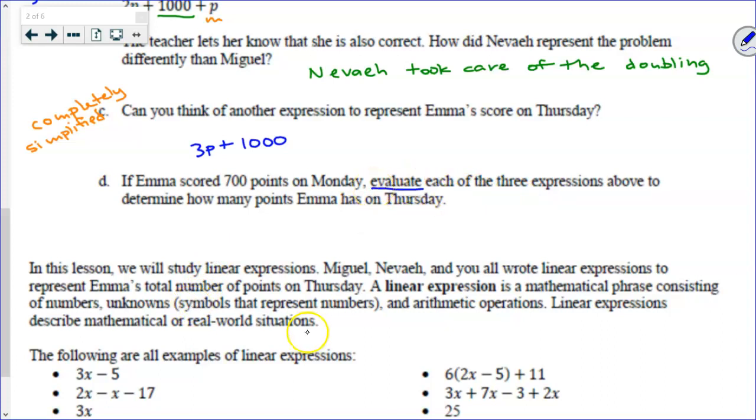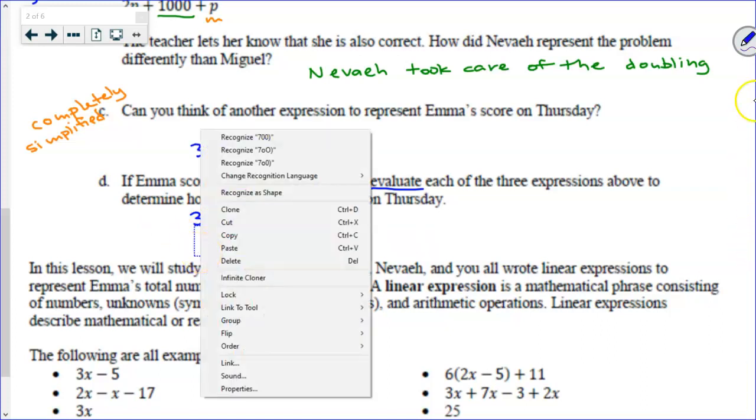It's described on the next page, but in short, evaluate means if we know the value of a variable, we're going to use it. We're going to substitute that in. And I will do it here on the easiest one for you, and then you guys get to do it on the tougher ones. So that P is no longer unknown because Emma scored 700 points on Monday, which means in this expression here where it's 3P plus 1000, I'm not going to use P anymore. I'm going to use what P is equal to. I'm just substituting in the value. So P is 700.